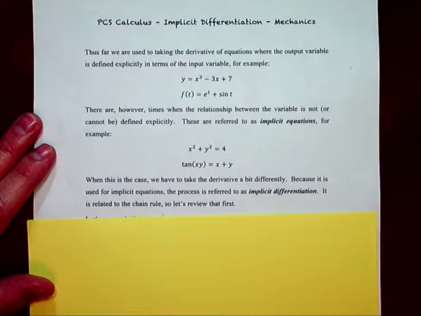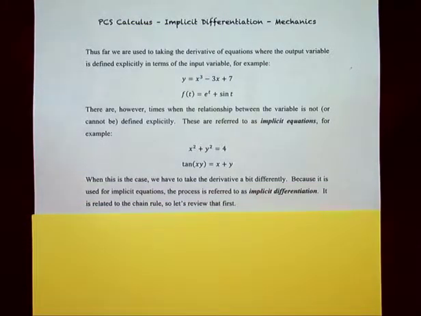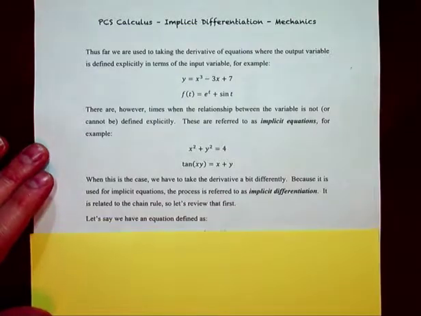Okay, now when we have those equations that are defined implicitly, we need to apply calculus to them as implicit equations. And that's what this whole section is about. It's about how to apply the derivative or differentiation to an implicit equation, and we have to wait until after we do the chain rule because it's related to the chain rule, right?